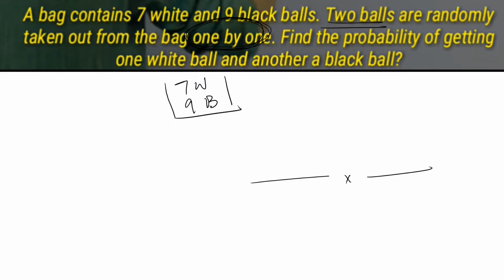Okay, so one white ball, so it means 7, and the total is 16. Now, they are not telling you whether it is with replacement or without replacement. When it is not obvious, then you always consider it as without replacement. So you will have 15 balls and the other ball is black, so you will have 9 out of 15.